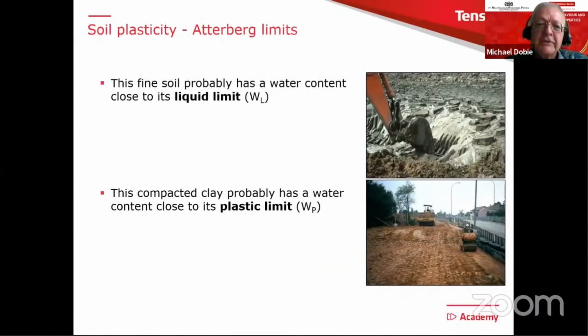Here are some examples. We have here the upper soil, which is a sludge and probably pretty close to its liquid limit. It actually flows. And the lower picture is a compacted tanah merah, where that would probably be very close to its plastic limit when it's just right to be compacted into a structure.